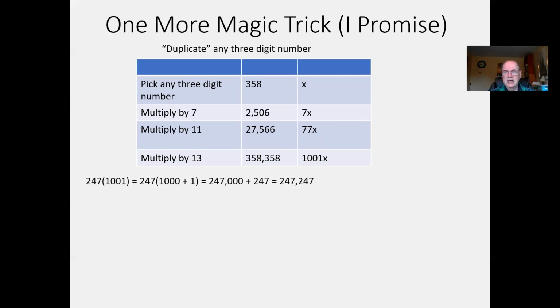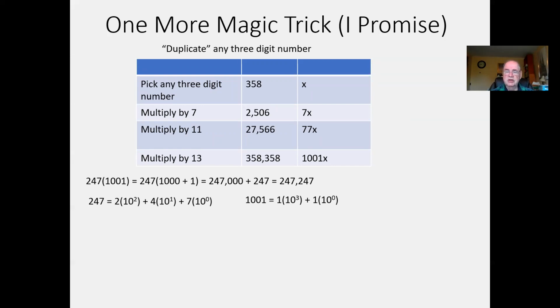So I'd like to just demonstrate that to remind us of the place value, what a number means. 247, I picked a different number than 358 just to show it doesn't matter what number you pick. 247 times 1,001, I can say certainly that 1,001 is 1,000 plus 1. And then I can use the distributive law and multiply the 247 times 1,000, 247 times 1, and sure enough, we'll get 247,247.